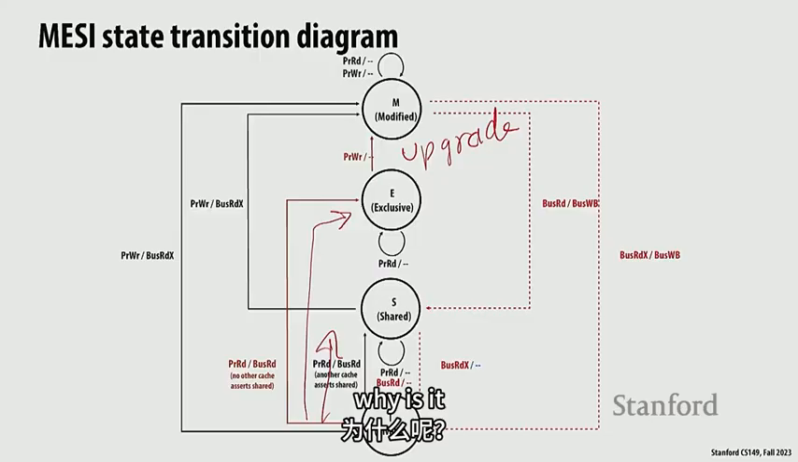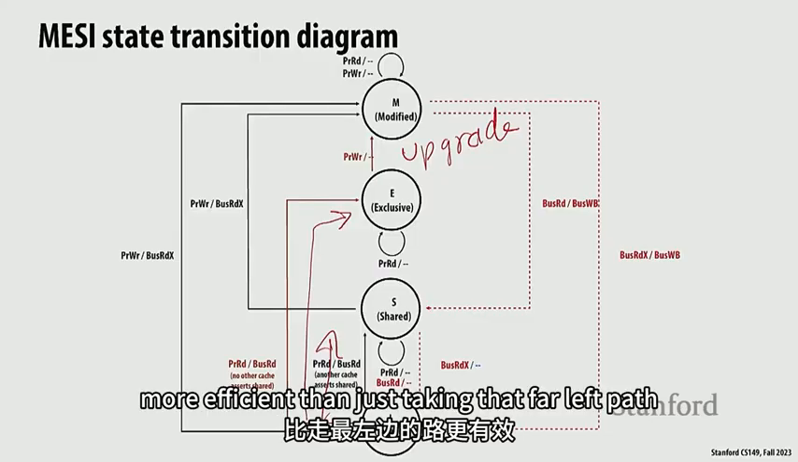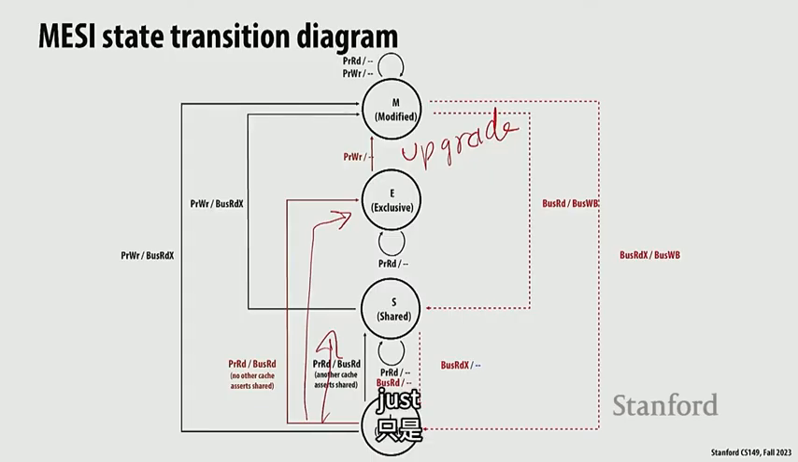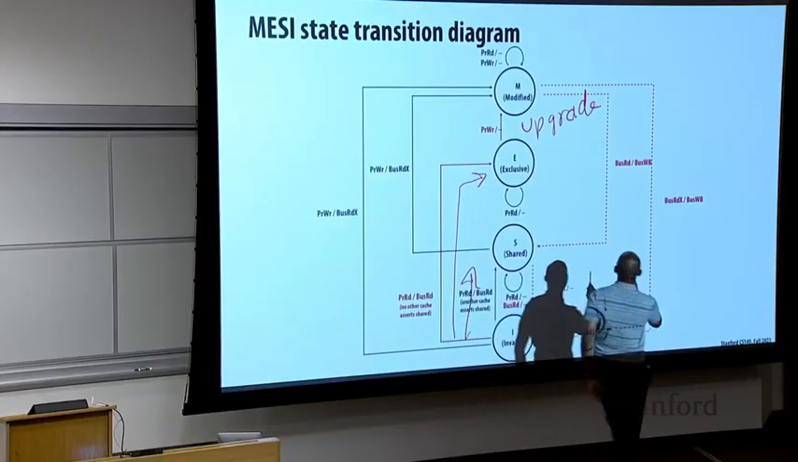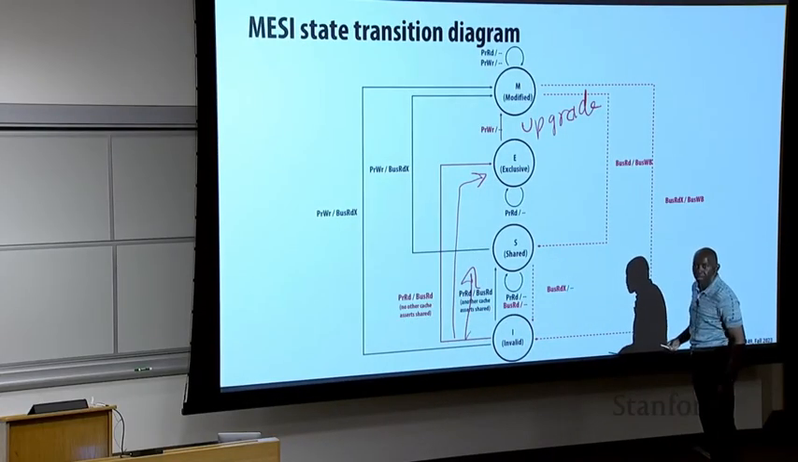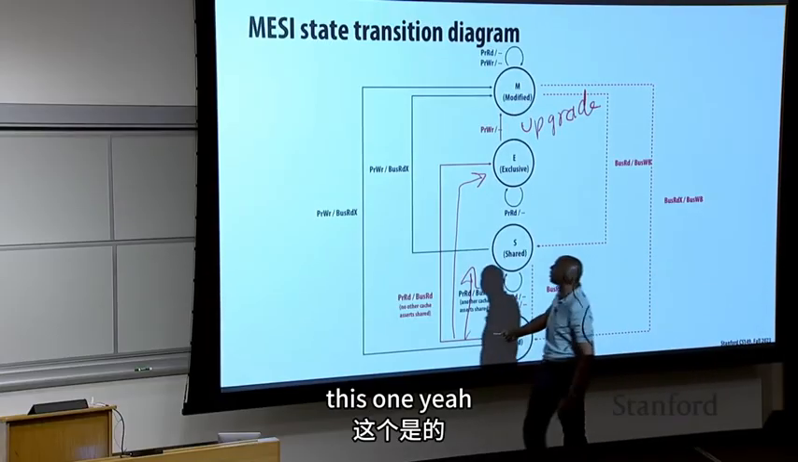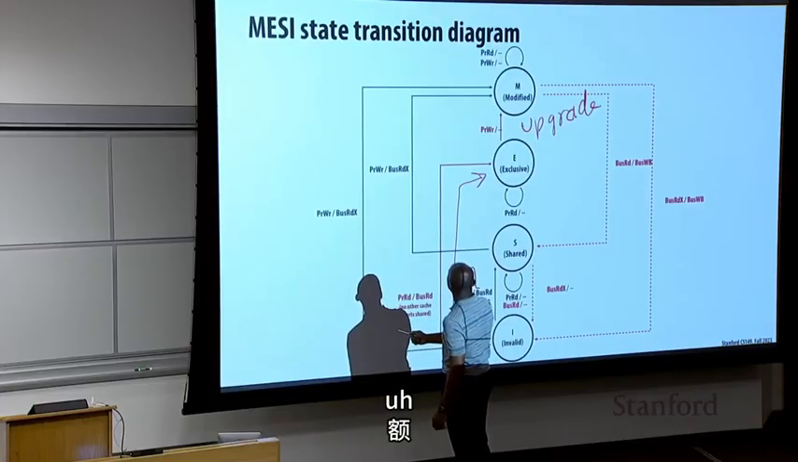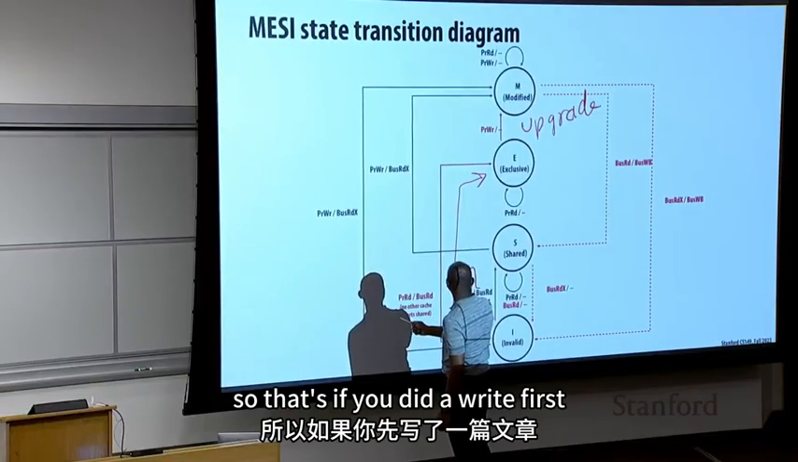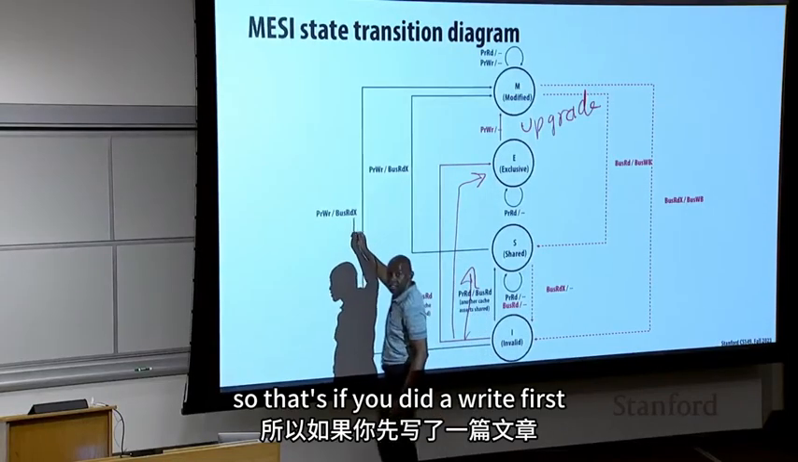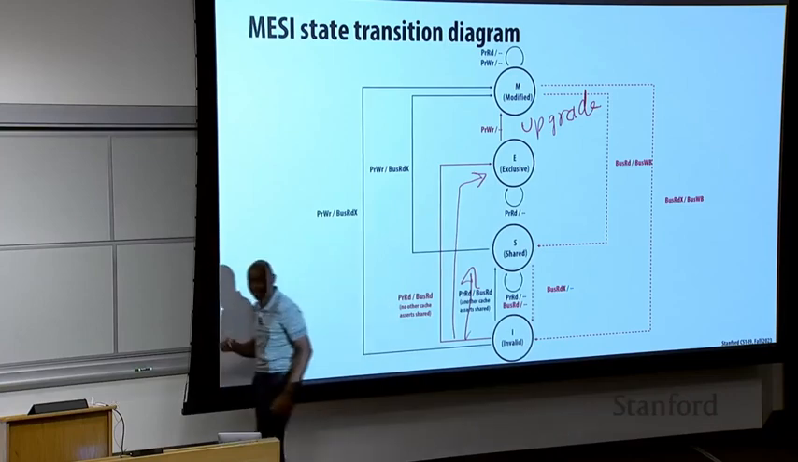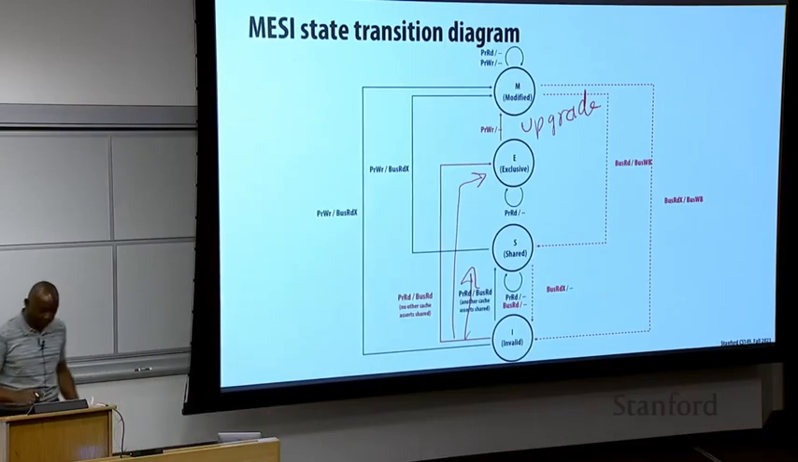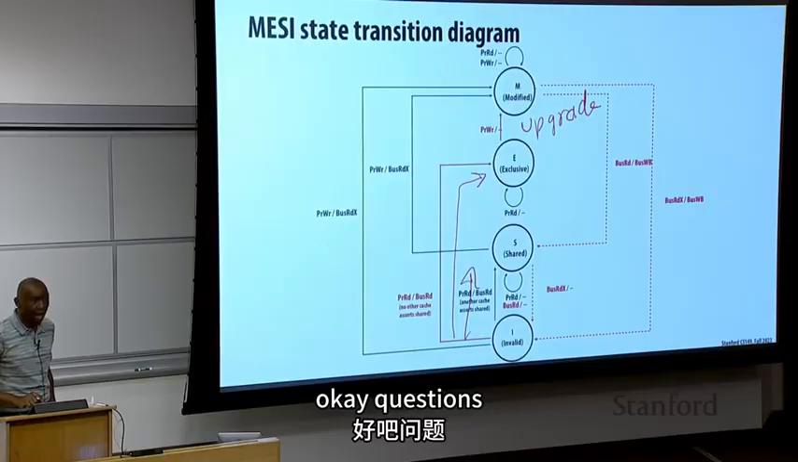Why is it more efficient than just taking that far left path, just the bus read X? Where? Sorry, the one off this. Yeah, the bus read X. So that's if you did a write first. I want to read first and then write. Yeah. Okay, questions?